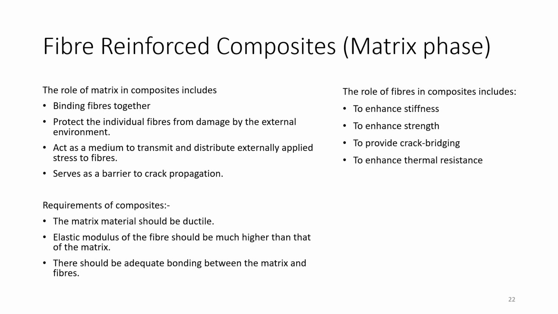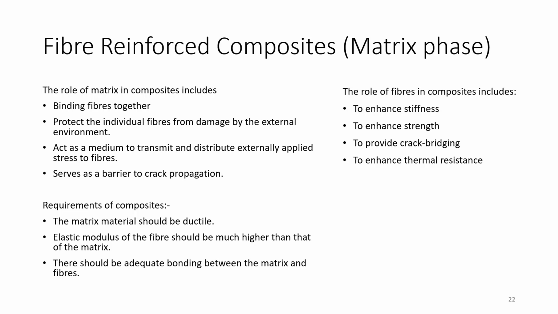Requirement of composites. The matrix material should be ductile and the elastic modulus of the fiber should be much higher than that of the matrix, and there should be adequate bonding between the matrix and fibers. And the role of the fibers in composite includes, firstly, they enhance the stiffness, and so the stiffness of the matrix will always be lower compared to the stiffness of the composite. It also enhances the strength and provides crack bridging. As I told earlier, the crack will be deflected to enhance thermal resistance. So thermal resistance is also enhanced.